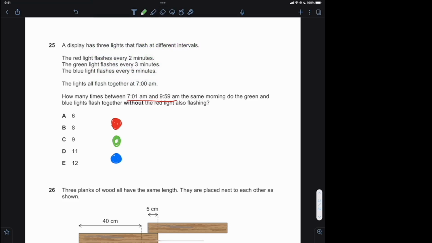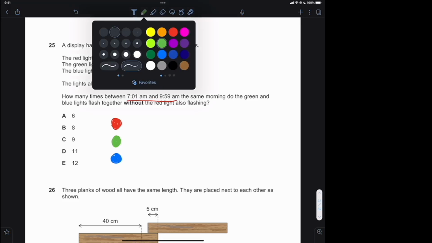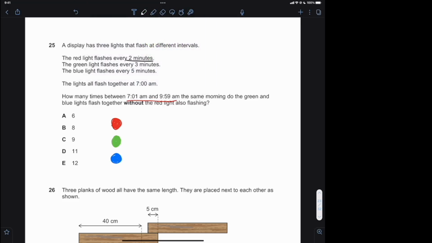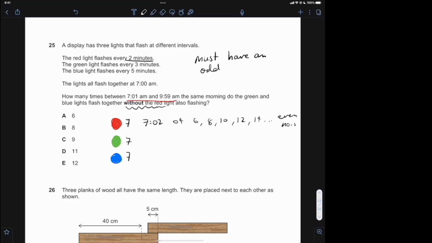So, I suppose the best way to do this is to work out a pattern. Now, the red light flashes every 2 minutes, and of course they all flash at 7 on the dot. Then the red light will flash at 7:02, and then 04, and then 06, and then 08. All the even numbers, basically. Every single even number. So if we want to work out when the red light is not flashing, we must have an odd number. That's the only consideration we need to take for the red light. Any even number we can instantly rule out.